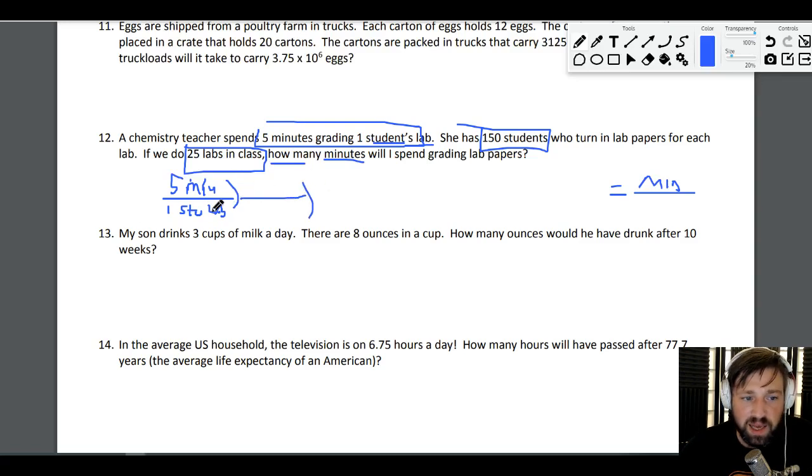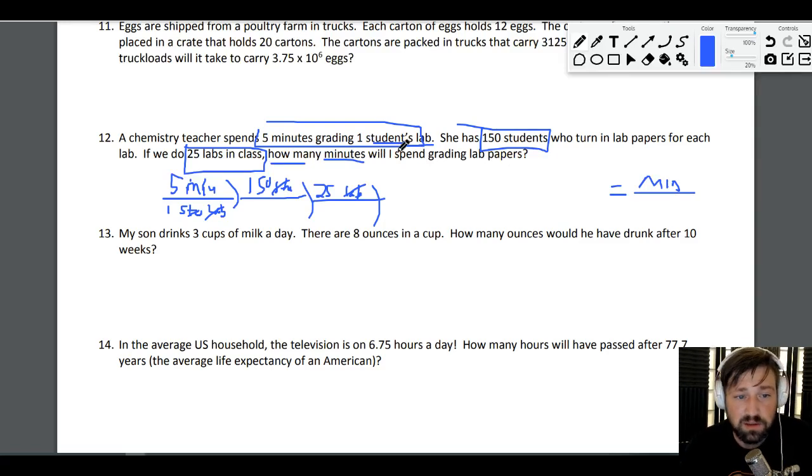And I need to cancel out both the students and the labs here. So it's 150 students. That cancels, but I still have my lab. And then I had to do 25 labs. Labs cancel. And so 5 times 150 times 25.